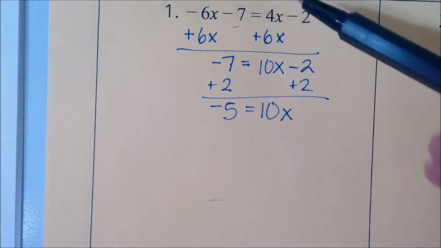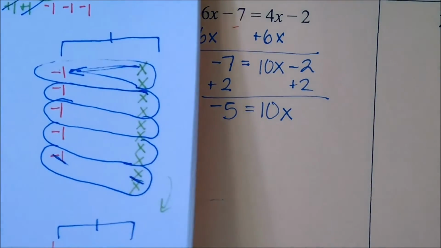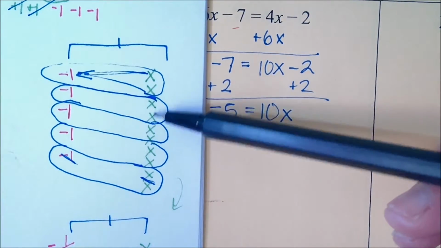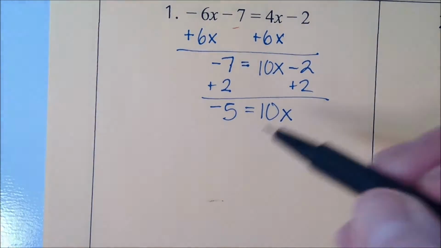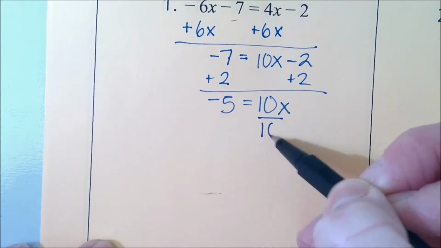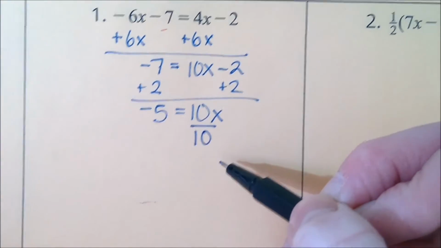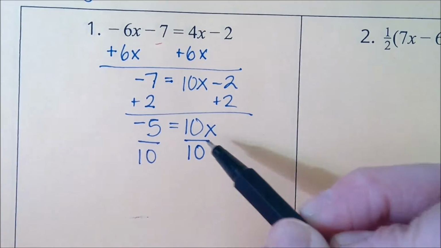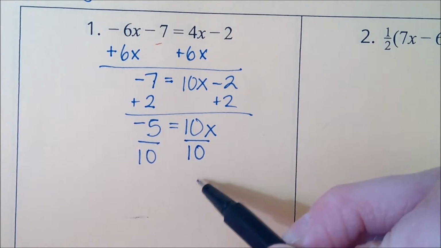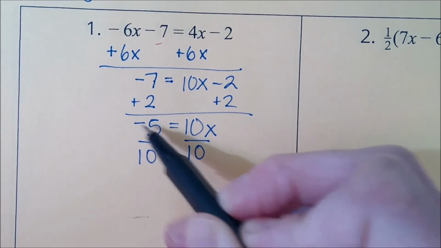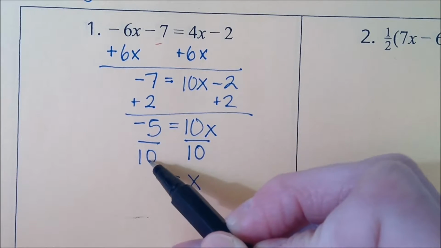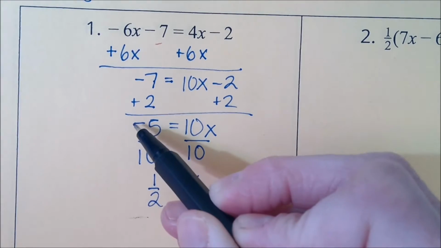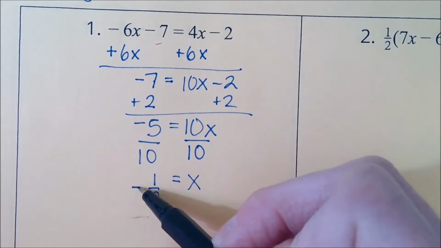So if I want to break, and again, it doesn't work great with the picture, but I want to break these 10 x's into 10 groups. Breaking into 10 groups is just dividing by 10. My 10s cancel and I just have x. And on the left, I have 5/10. 5/10 simplifies to 1/2. Negative divided by a positive is a negative.